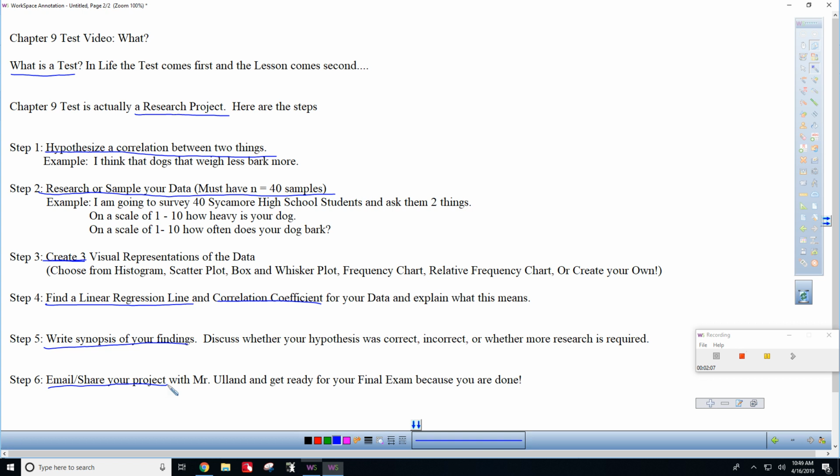I don't know. Maybe I would survey 40 Sycamore High School students that had dogs and ask them 2 questions. Rate your dog on a scale of 1 to 10 based on their weight, and a scale of 1 to 10 based on how often your dog barks. For that, I might choose lots of different ways to present the data.